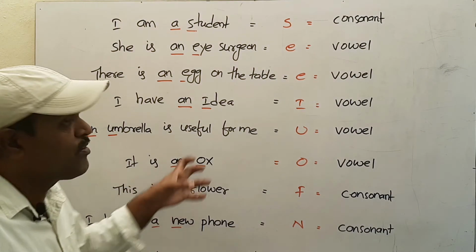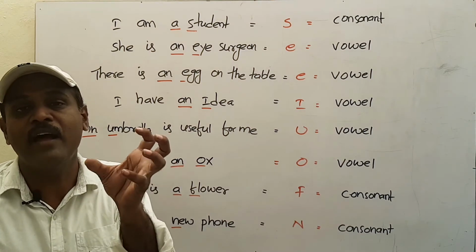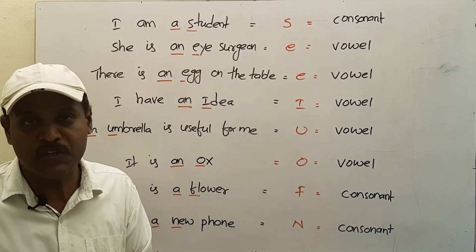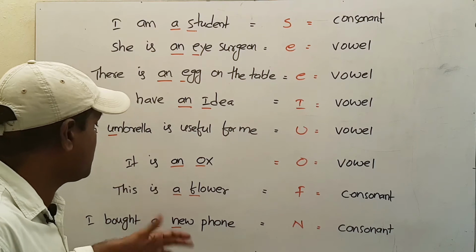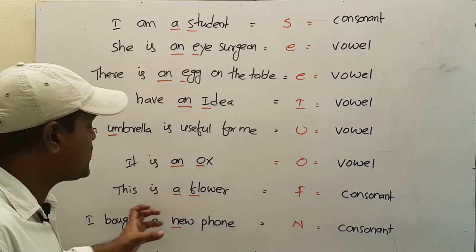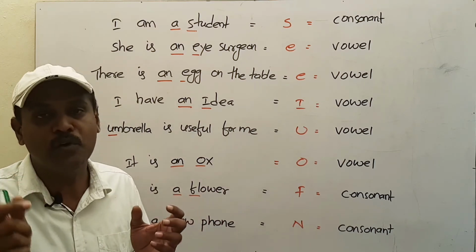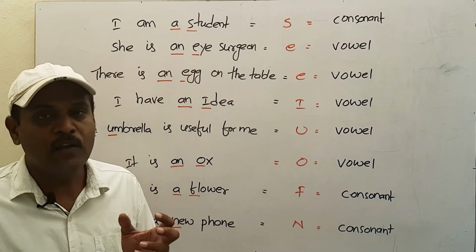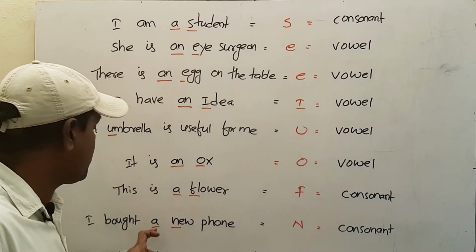This is a flower. Flower. F, it is a consonant sound. So we must keep a before it. I bought a new phone. New phone. N, it is a consonant sound. So we must keep a before it.